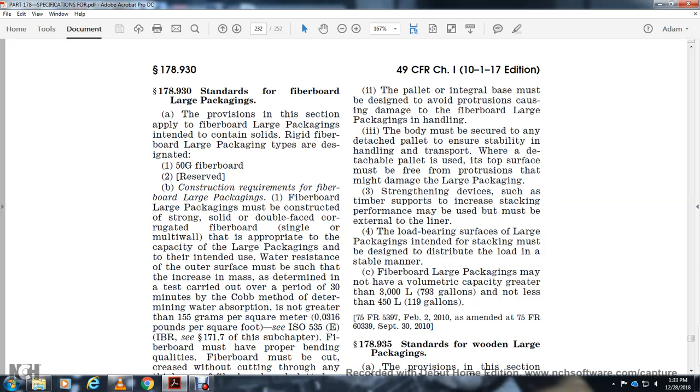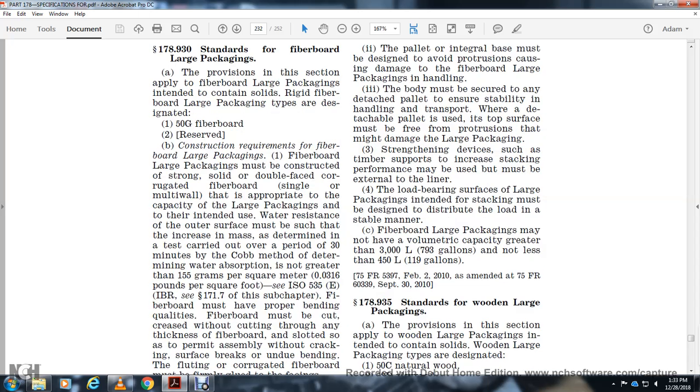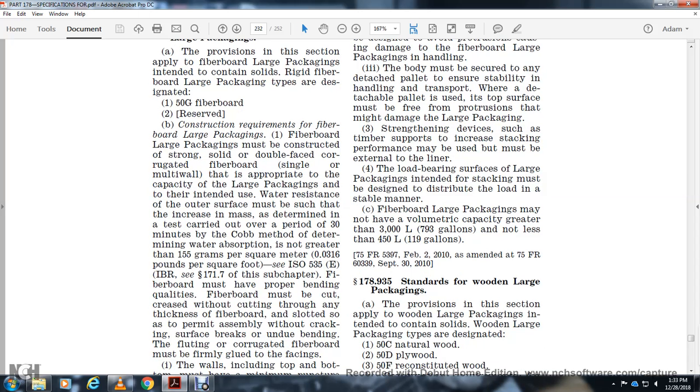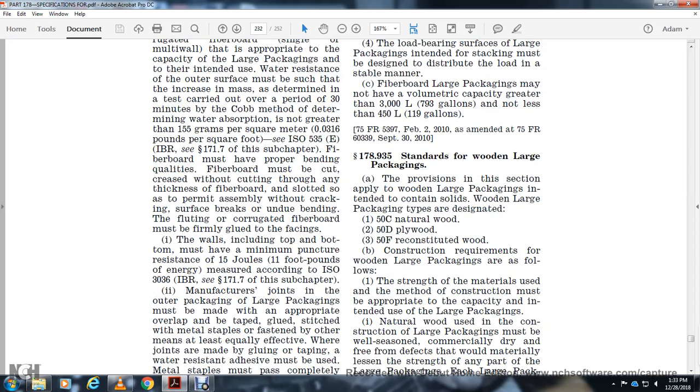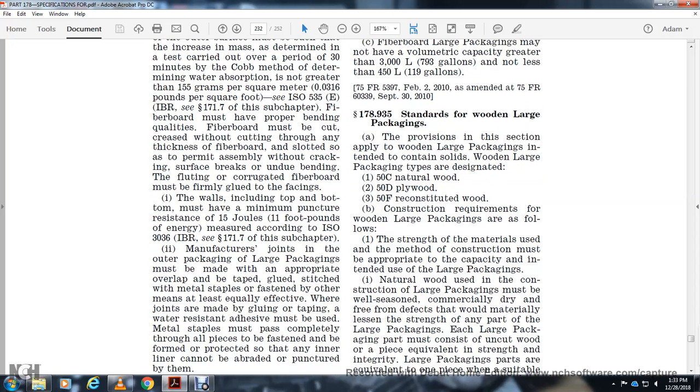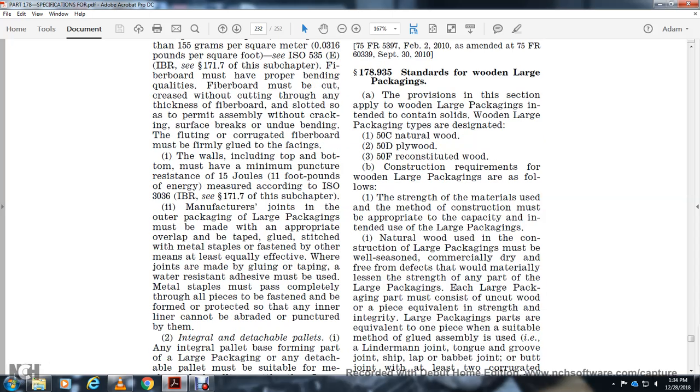See ISO 535. The fiberboard must have proper bending quality and must be cut with a crease without cutting through any of the thickness of the fiberboard, with a permanent assembly without cracking or surface break. The corrugated fiberboard must be firmly glued to the faces. The walls, including the top and bottom, must have a minimum puncture resistance of 15 joules, 11 foot-pounds, per ISO 3036. The manufacturer's joints with the outer packaging may be appropriately overlapped with glue tape, metal staples, or other fasteners. Where joints are glued or taped, the glue must be water resistant. Metal staples must go completely through all parts fastened, and any inner liner must not be abraded or punctured by them.